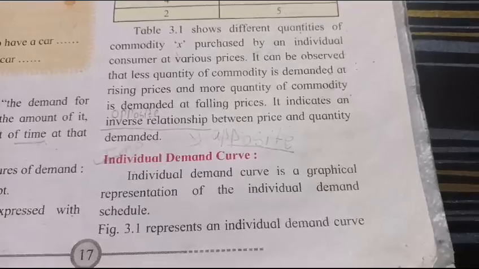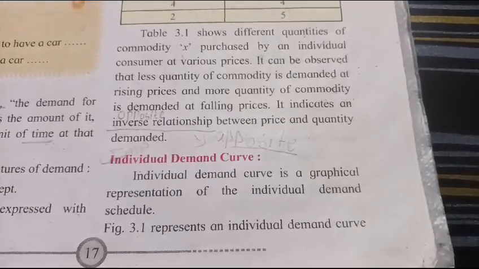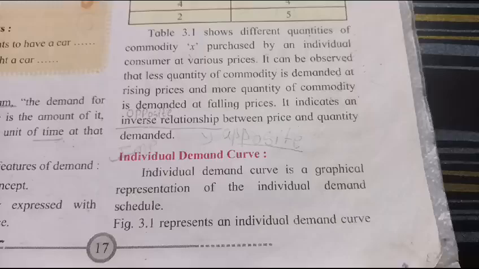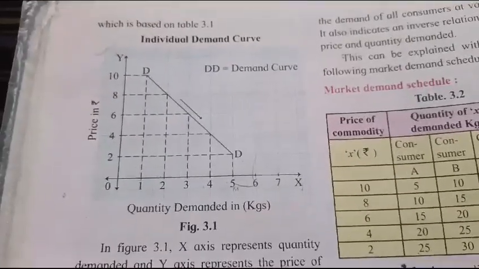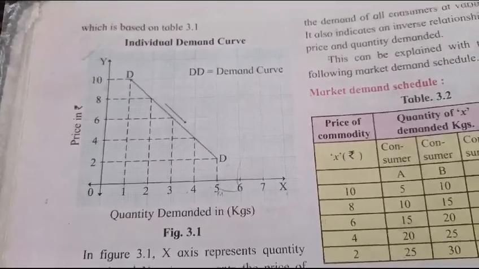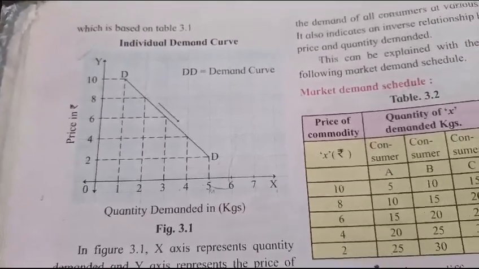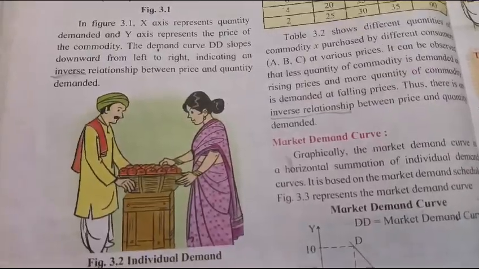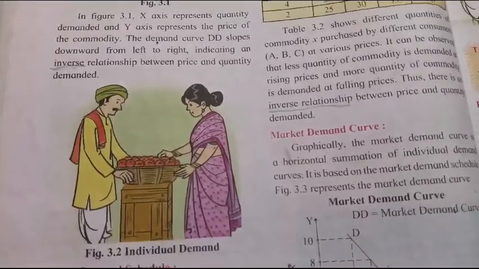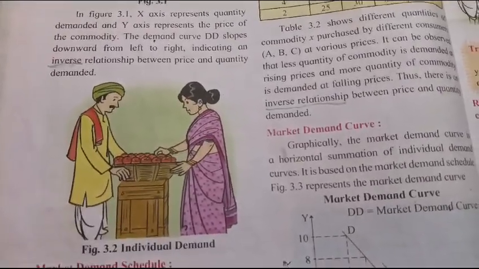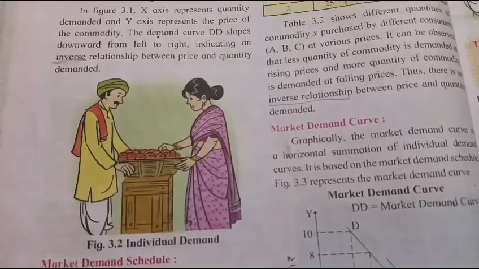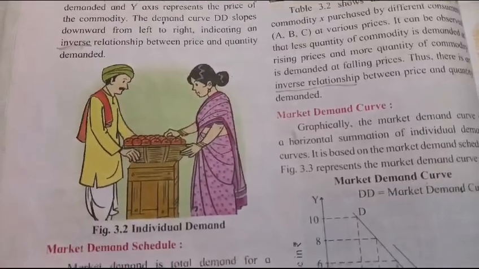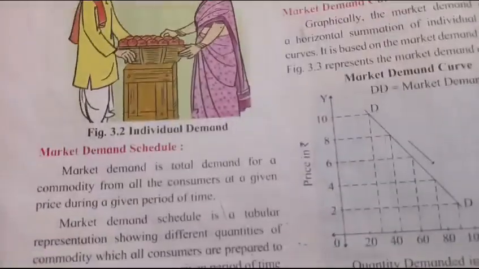Individual demand curve. Individual demand curve is a graphical representation of the individual demand schedule. Figure 3.1 represents an individual demand curve which is based on Table 3.1. In Figure 3.1, x-axis represents quantity demanded and y-axis represents the price of the commodity. The demand curve DD slopes downward from left to right, indicating an inverse relationship between price and quantity demanded.